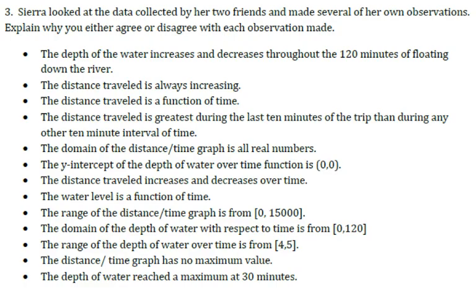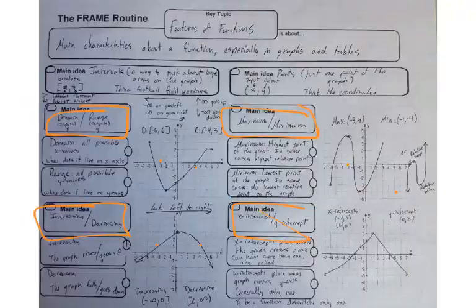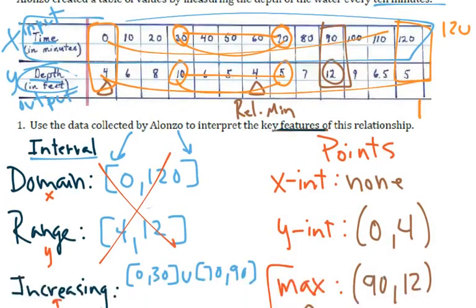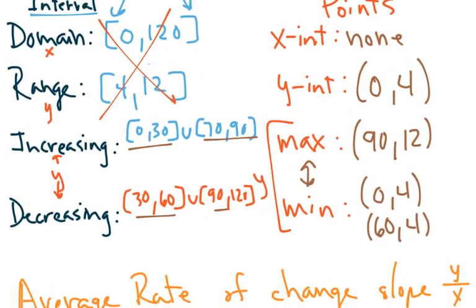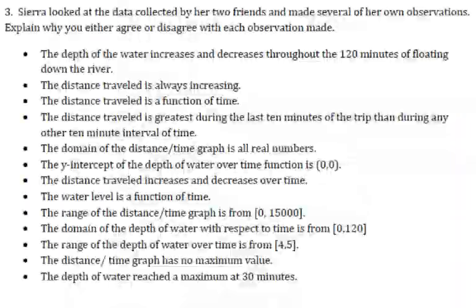Alright, so it says Sierra looked at the data collected by her two friends and made several of her own observations. Explain why you either agree or disagree with each observation made. So let's take a look at these. The depth of water increases and decreases throughout the 120 minutes of floating down the river. And if we looked back, yeah, it increases and decreases. So yeah, we should agree with that, right? That's true.